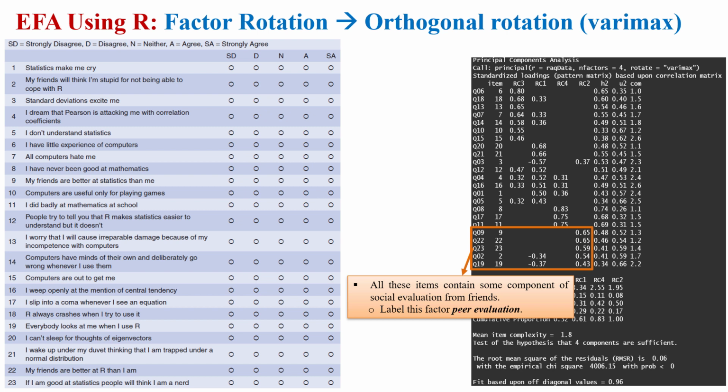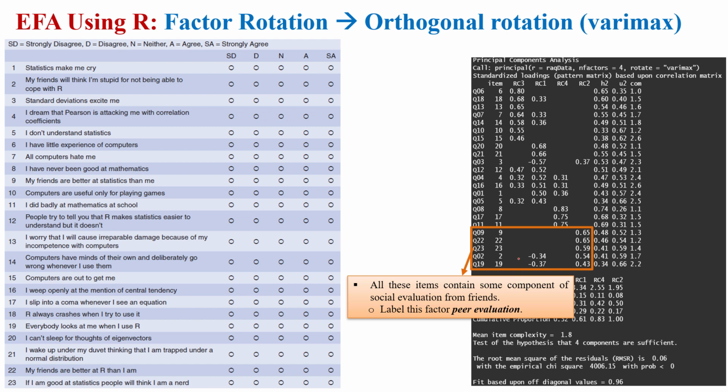Okay, so that is basically the fear of peer evaluation as a factor, because question number 9 says my friends are better at statistics than me, so my peers are better than me. Question number 22 says my friends are better at R than I am. So that is the fear of peer evaluations. Okay, so that is also another factor.